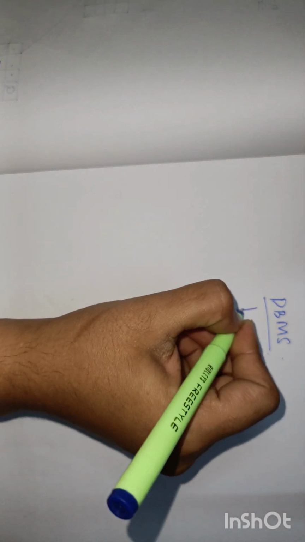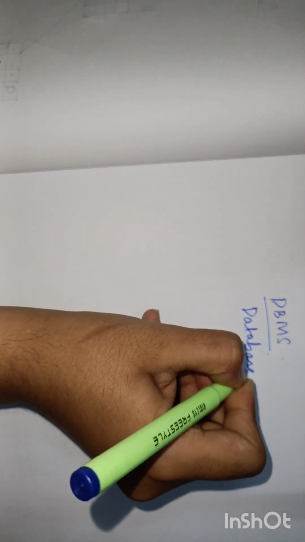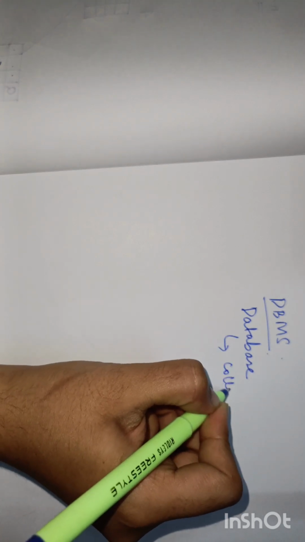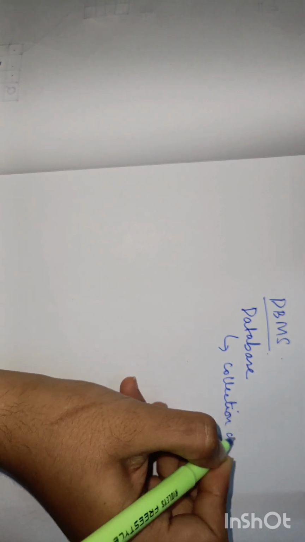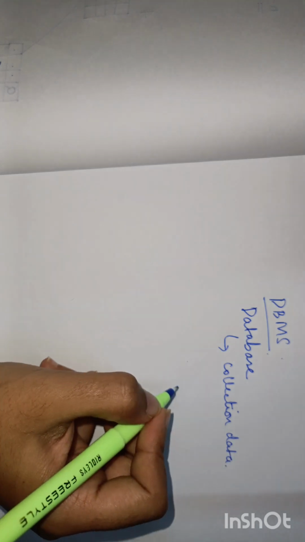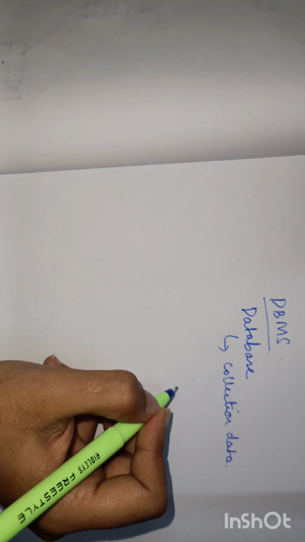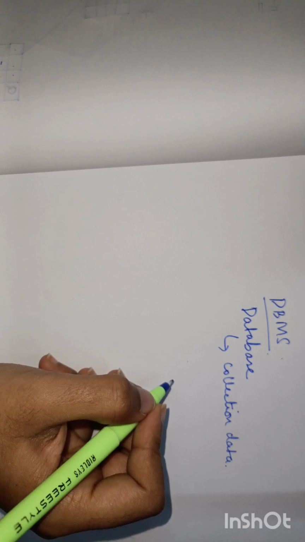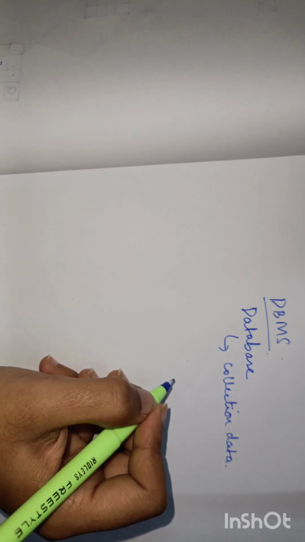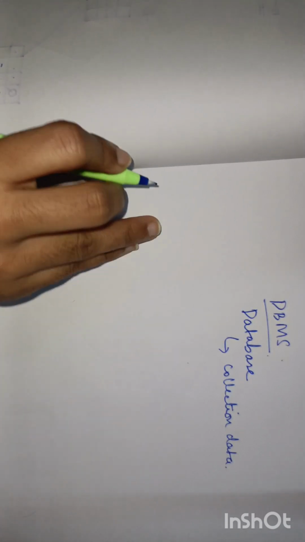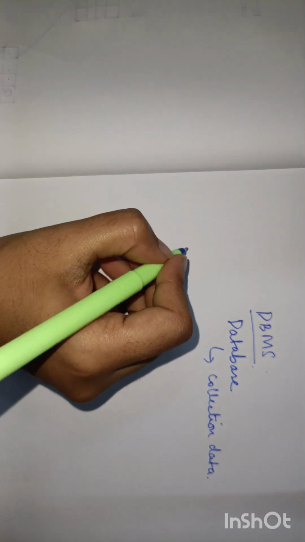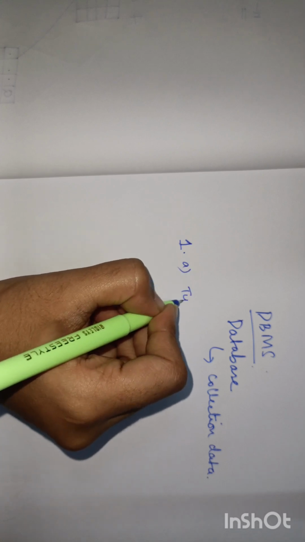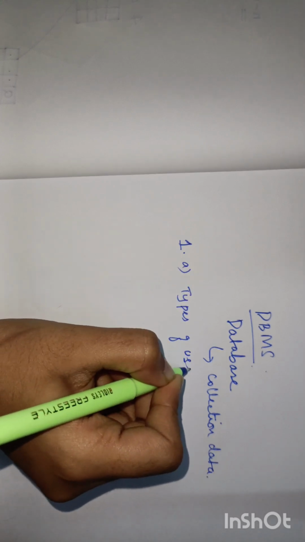So database, you first need to know what a database is. Database is basically a collection of data. It is a collection of data in an organized manner. We can organize this data in terms of rows, columns, and tables, and that can be accessed by multiple users. That is a DBMS.